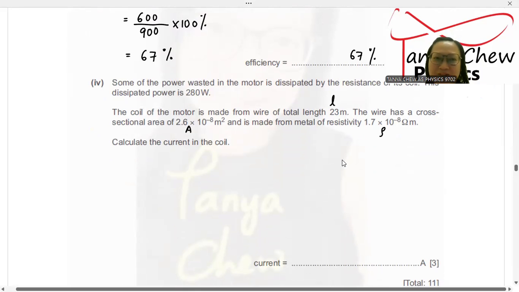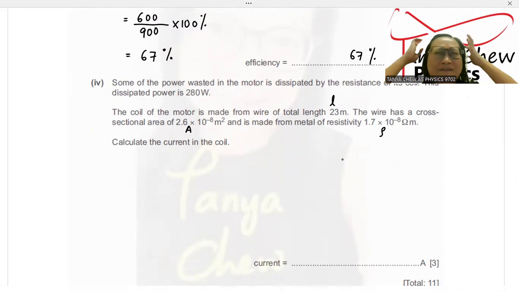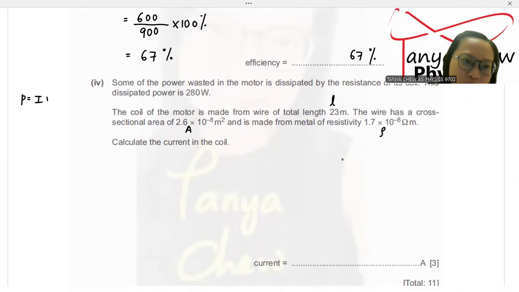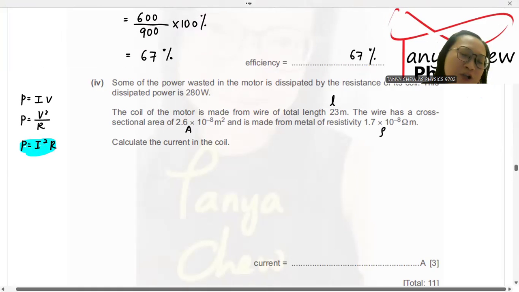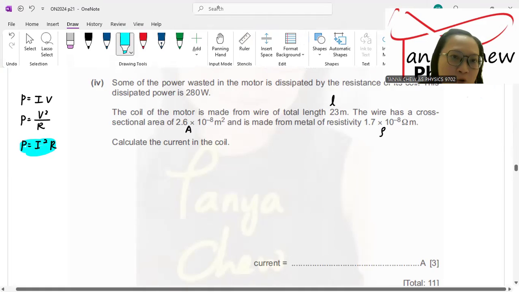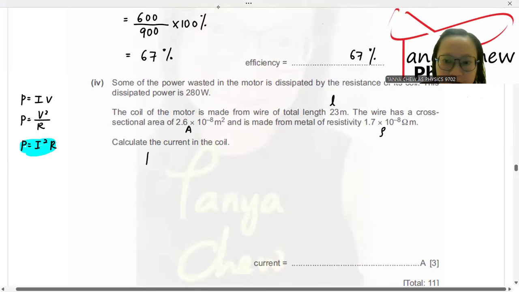So since the power dissipated is already given, I recall the equations of power related to electricity. I have different power equations here. I have P equal to IV, I have P equal to V square over R, and I also have P equal to I square R. But in the end, I am going to choose the third one. Why do I choose P equal to I square times R? Because the question did not provide me with V. So I don't waste my time. Yeah? So I use I square R.